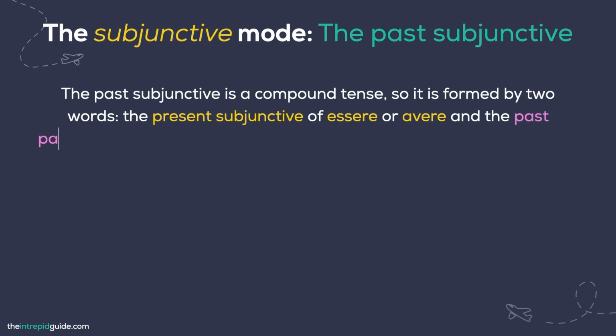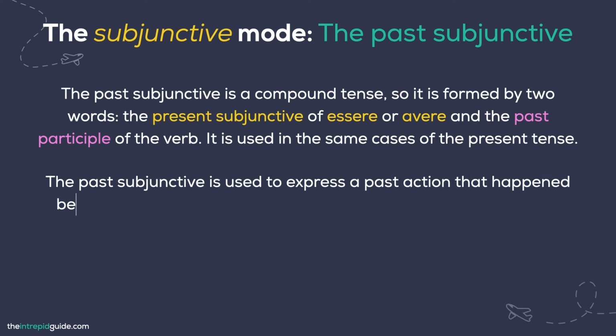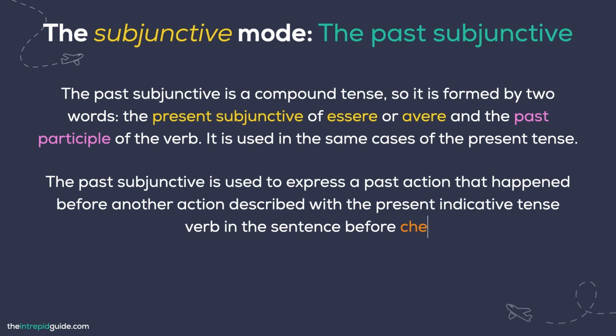The next tense is the past subjunctive. Now, the past subjunctive is a compound tense, so it is formed by two words: the present subjunctive of the verb essere or avere, and the past participle of the verb. It is used in the same cases of the present tense. The past subjunctive is used to express a past action that happened before another action described with the present indicative tense verb in the sentence before che.